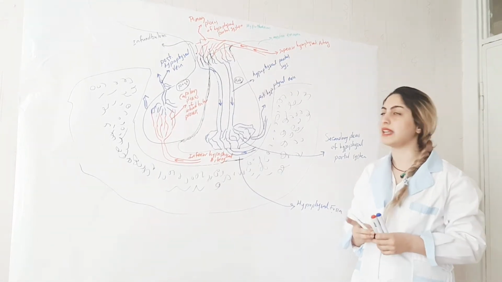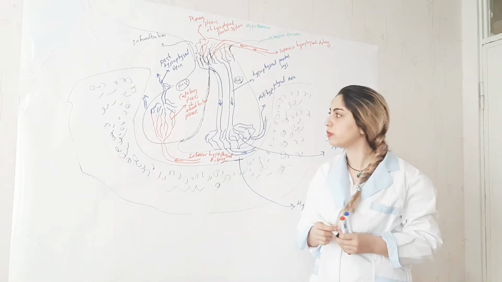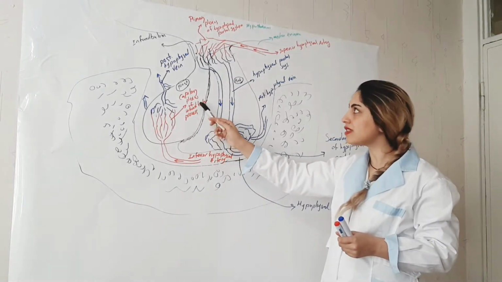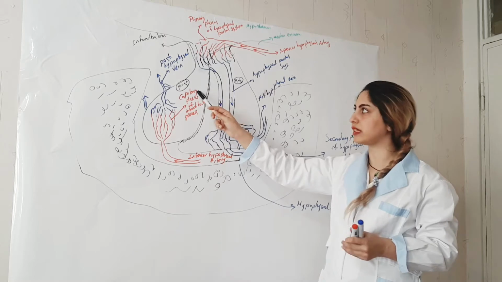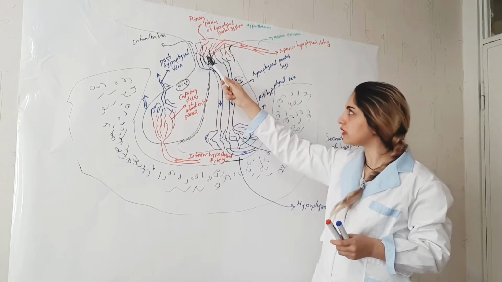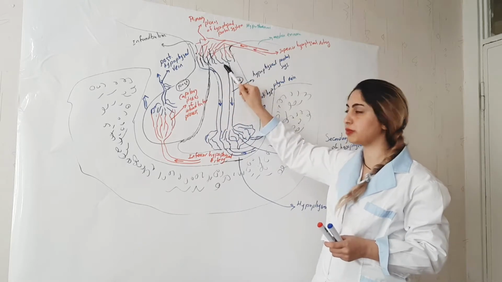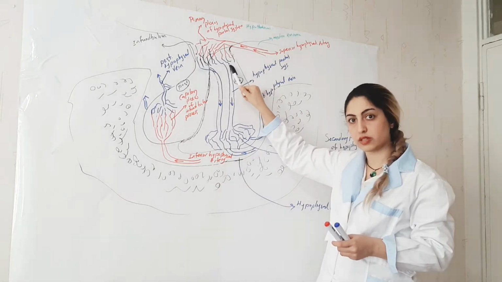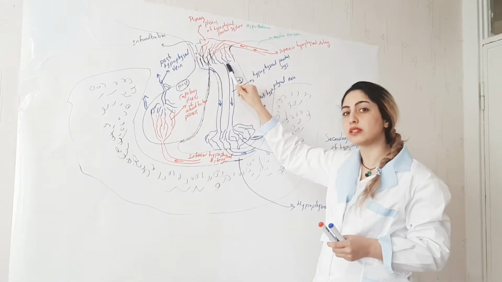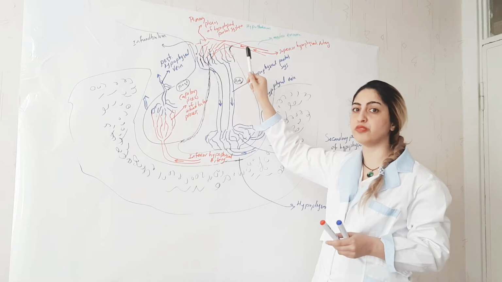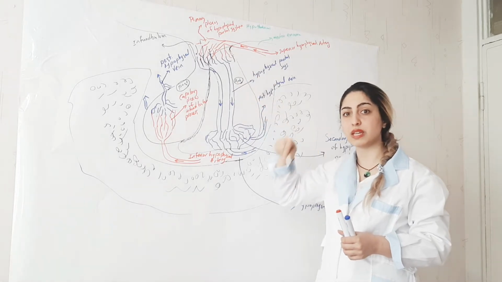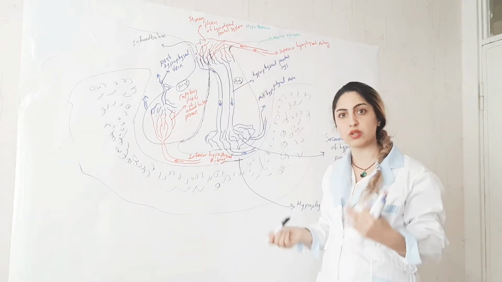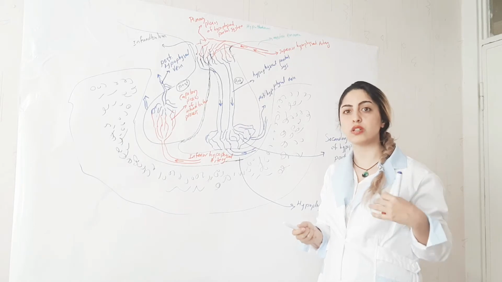As I have explained in the previous video, the posterior pituitary gland has a direct relation with the hypothalamus, but the anterior part of the pituitary gland does not have a direct relation with the hypothalamus, and this is because of how they mature and grow, because of its embryology growth.